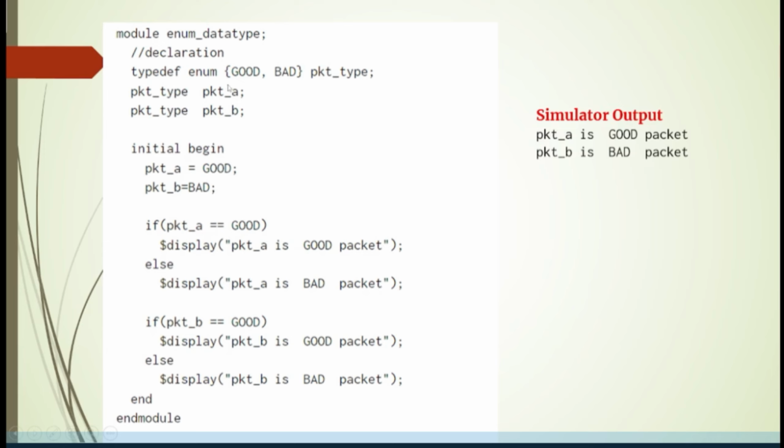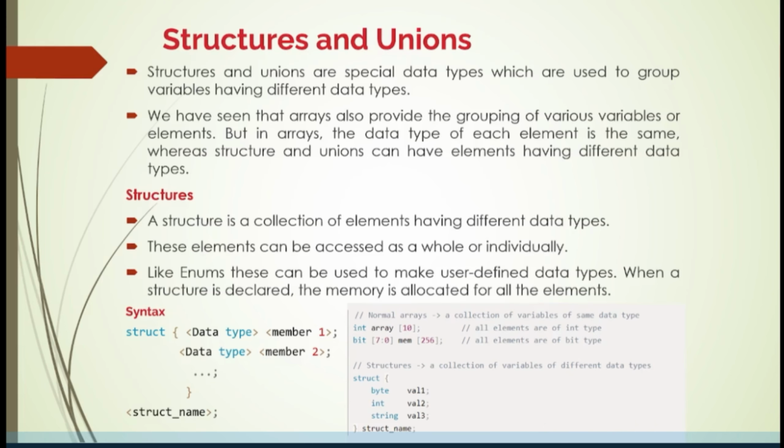So both packet a and packet b can hold two values. What are those? They can hold either good or bad. Based on that, I have written a program. So this is all about enums. Now we are going to another topic, which is structures and unions.